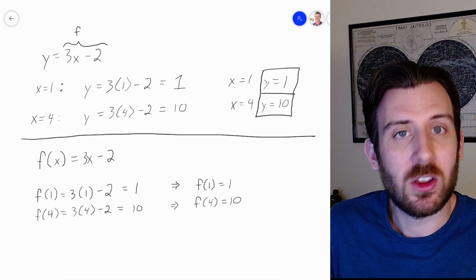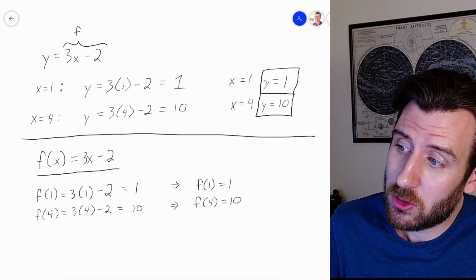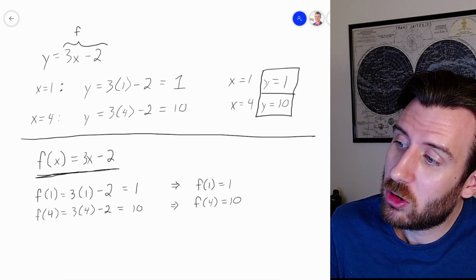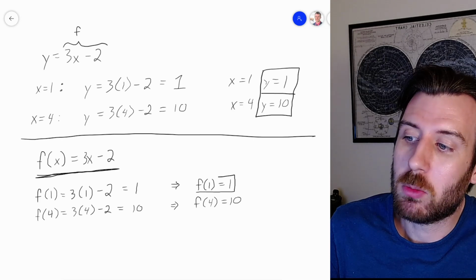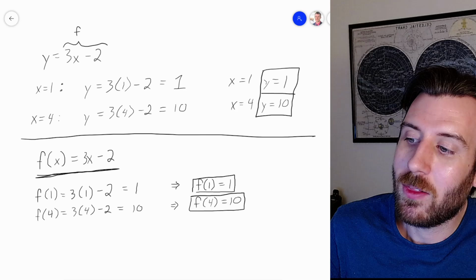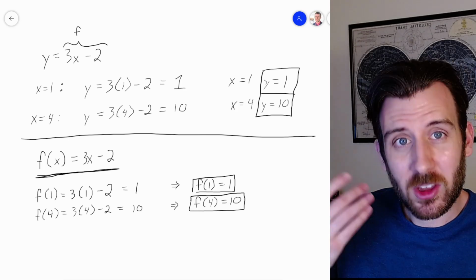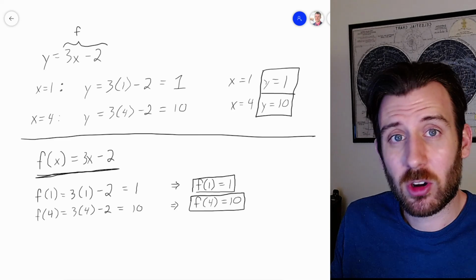Now it's not about what is y, and it's not what is the function. The function is the series of steps. What is the function evaluated at 1? What is f of 1, in other words? That would be 1. What is f of 4? That would be 10. So we get a better language where we begin to describe things based on their steps, based on the story that's happening behind them, not just in terms of the result.